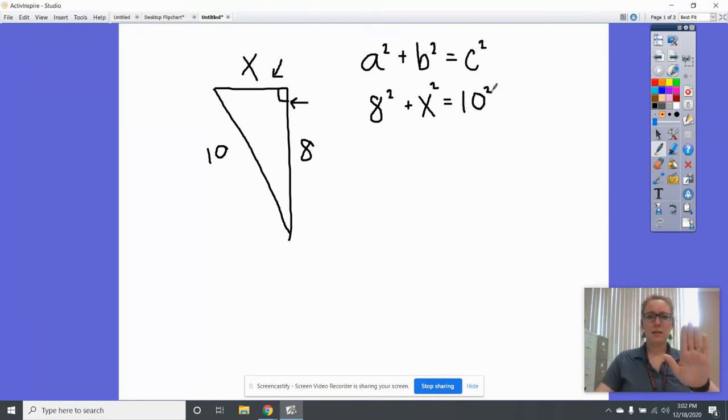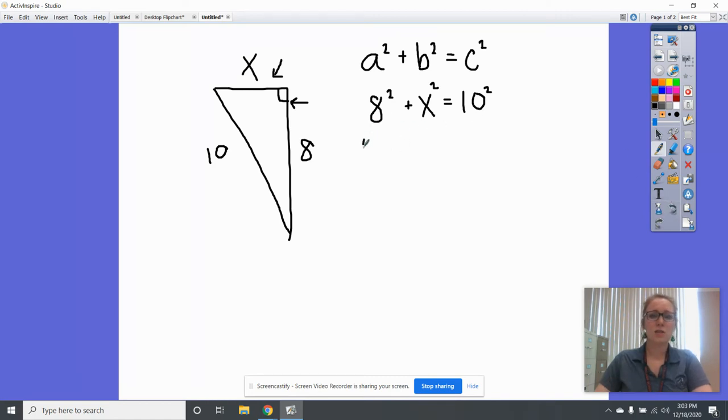I want to pause and point out that it does matter where you put the numbers. If I switch the 8 and the 10, then I would mess up the problem and I would not get the correct answer. So it is important that 8 went on this side and 10 went on this side. Honestly, it doesn't matter if you chose 8 to be a or 8 to be b. What matters is that 8 is one of the legs.